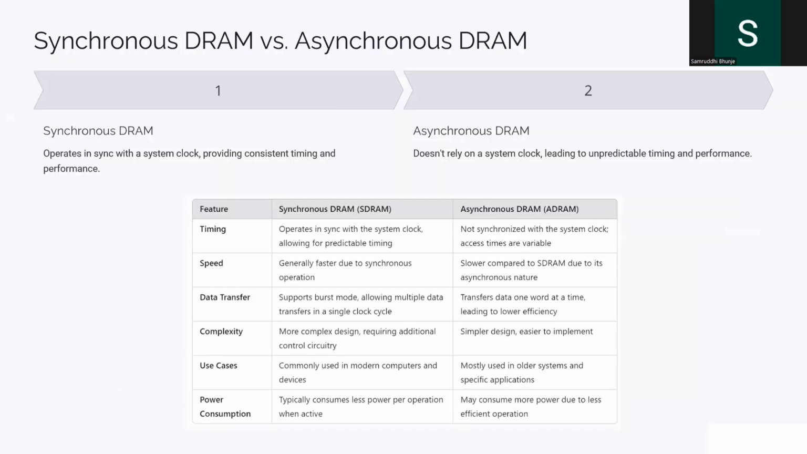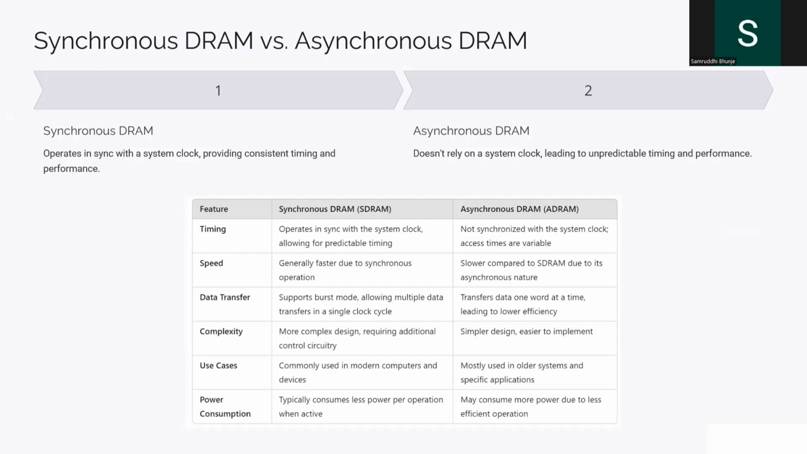Now, DRAM has again two types, synchronous DRAM and asynchronous DRAM. So let's see what synchronous and asynchronous DRAM are. Synchronous DRAM operates in sync with a system clock, providing consistent timing and performance. And asynchronous DRAM doesn't rely on the system clock. So this is the difference. Timing, if we see, synchronous DRAM operates in sync with the system clock, allowing predictable timing. And asynchronous is not synchronized with a system clock, and access times are variable.